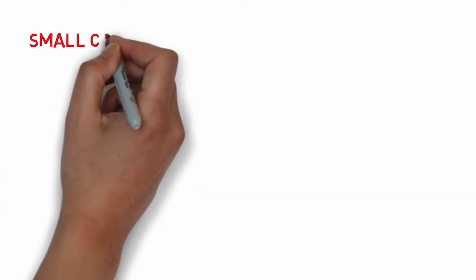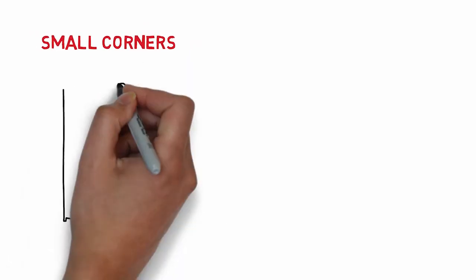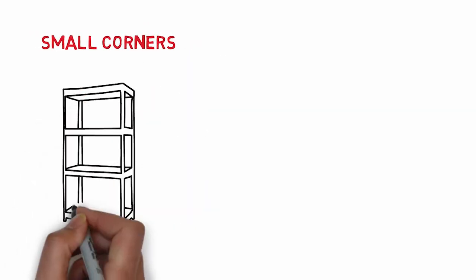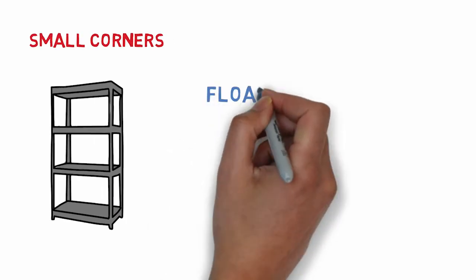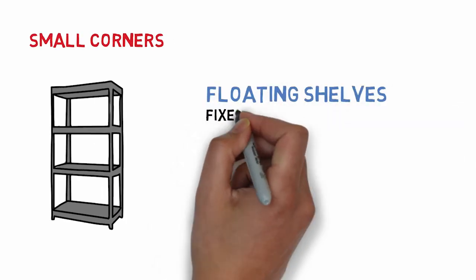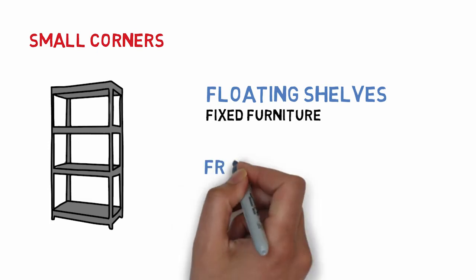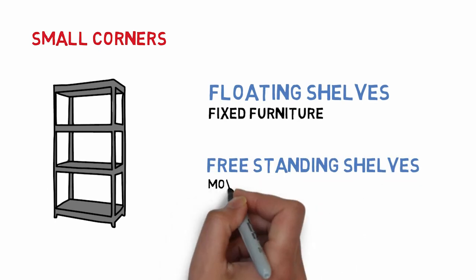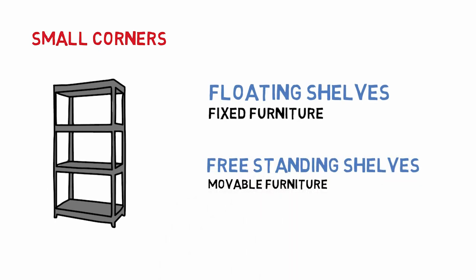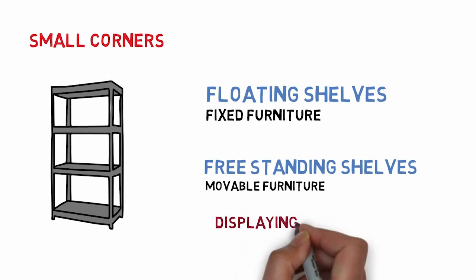If you have small corners, though want to utilize them, then just add shelves at your corners. There are two kinds of shelves. Floating shelves, which are fixed furniture, and freestanding shelves, which are movable furniture. Both can be used for displaying decor items.